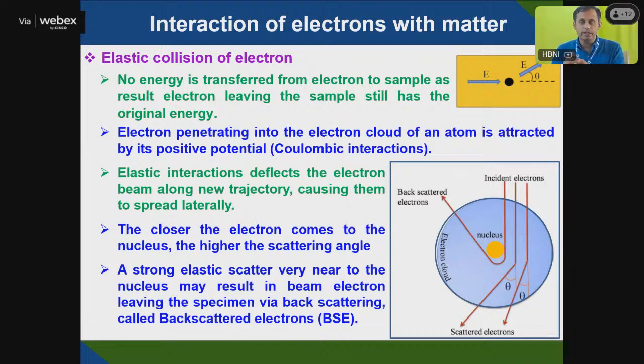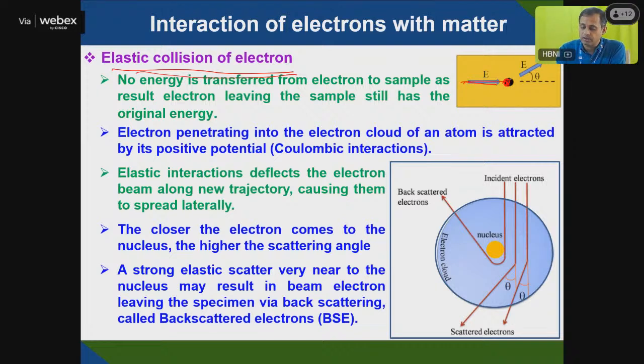If you see, when it interacts, there is one possibility: an elastic collision. Elastic collision means there is no energy loss, no energy transfer from the electron. If the electron is coming here, and this is the sample, it will interact without losing energy, so there will be no change in energy. The electron penetrates the electron cloud of an atom, is attracted by positive Coulombic interaction, and here the elastic interaction deflects the electron onto a new trajectory.